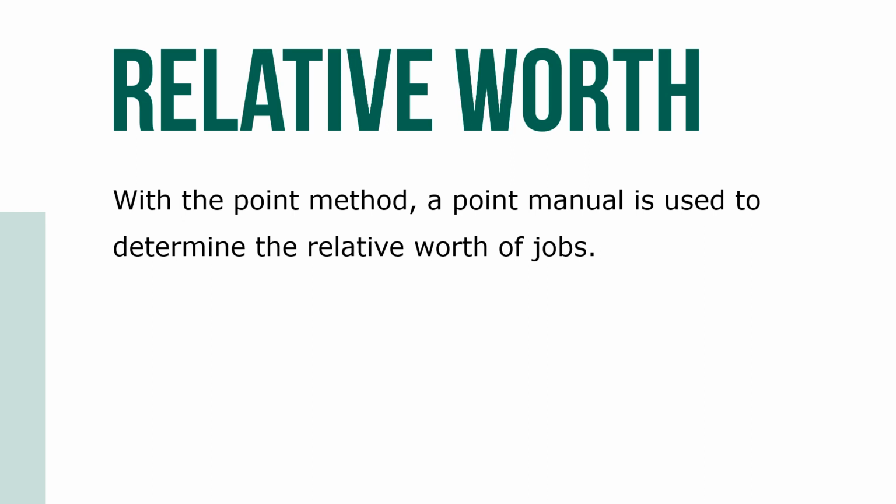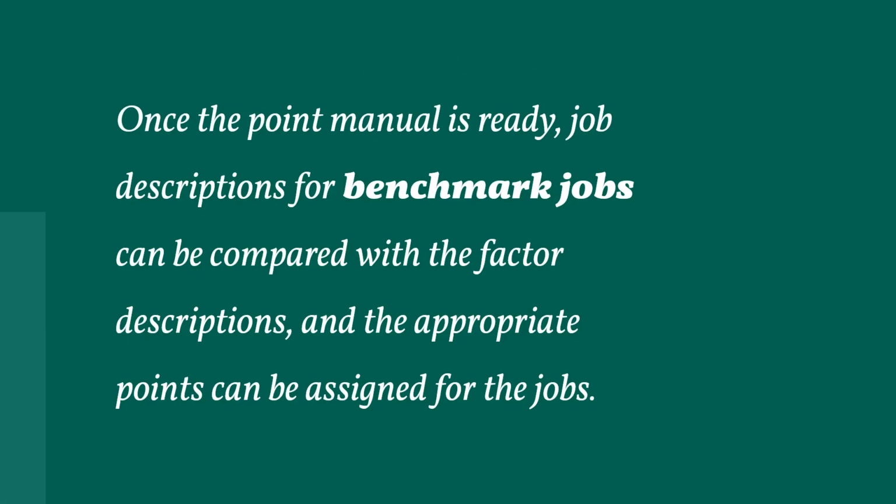With the point method, a point manual is used to determine the relative worth of jobs. The point manual contains a general description of each compensable factor along with a description of each degree of the factor. Once the point manual is ready, job descriptions for benchmark jobs can be compared with the factor descriptions, and the appropriate points can be assigned for the jobs.